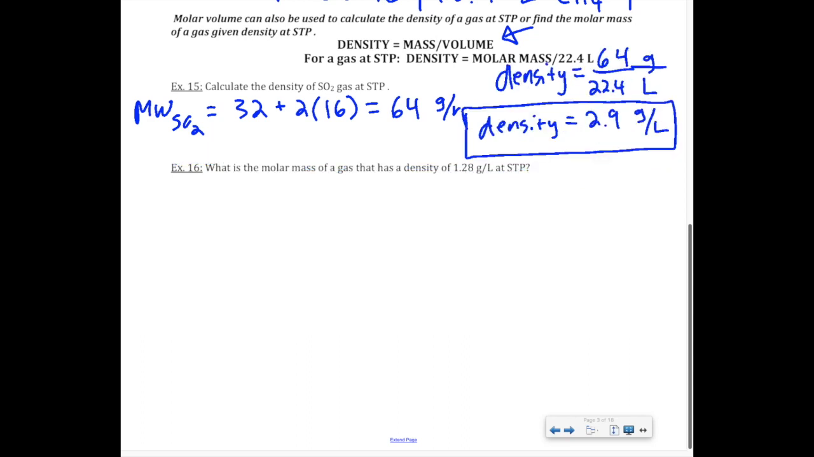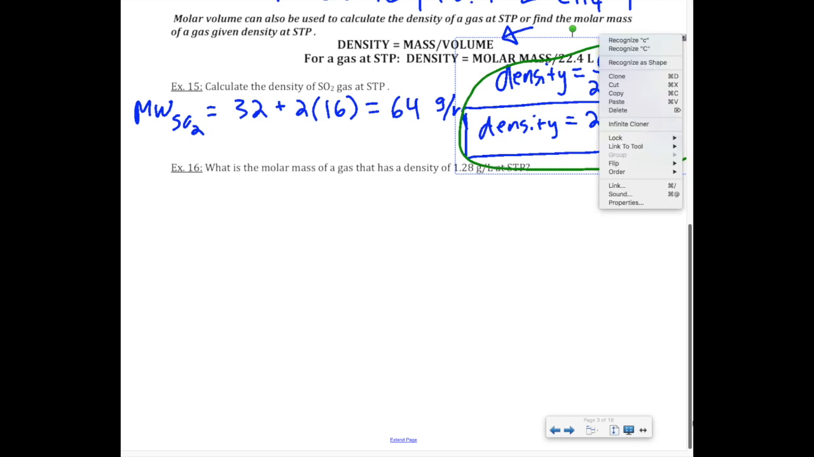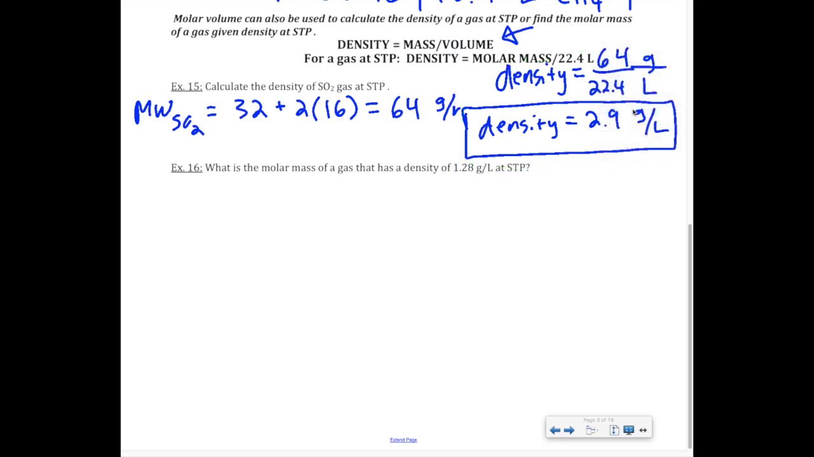So before I do example number 16, I've cleaned this up a little bit to show you what work is actually necessary, which is what I've just circled in green. You don't have to do all the extra junk that I did. I was just trying to show you where it came from. So on your test, though, make sure you show that.